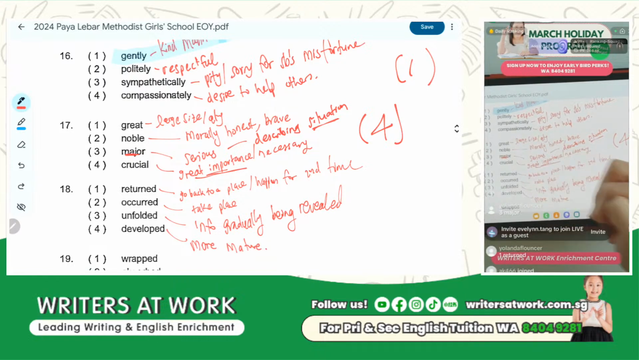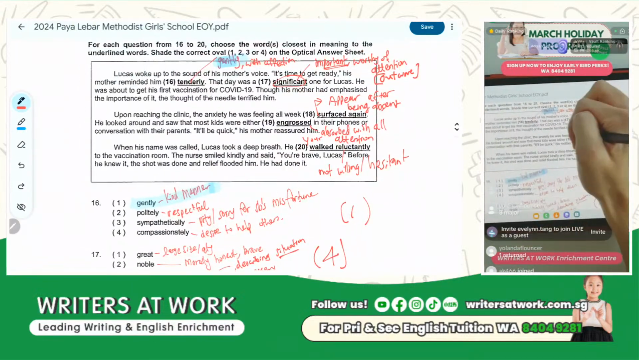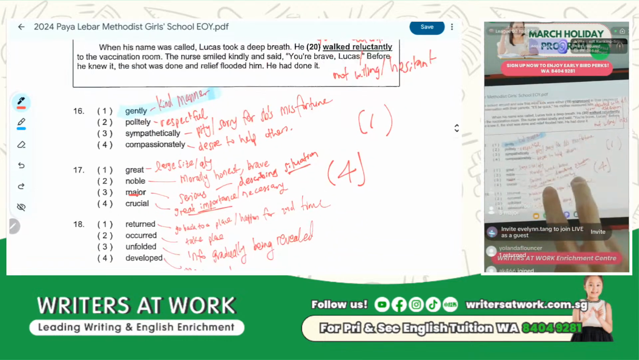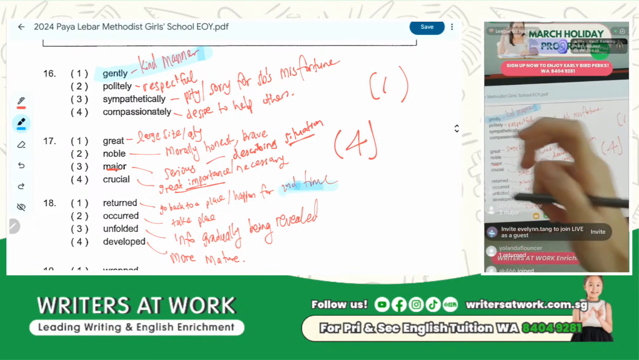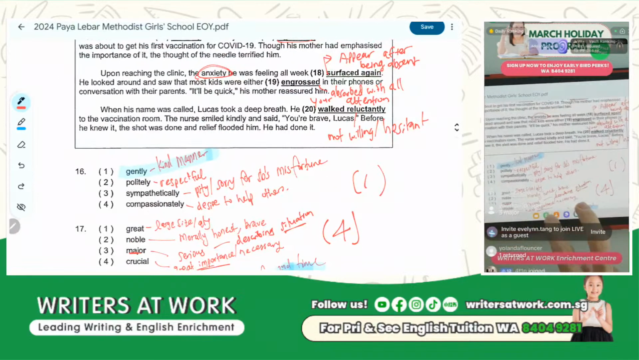Alright? So in this case here, we are looking at how the anxiety, the worry suddenly reappears again. And we need to talk about a second time something's happening. So the answer is number 1. Alright? Now, moving on to question 19.